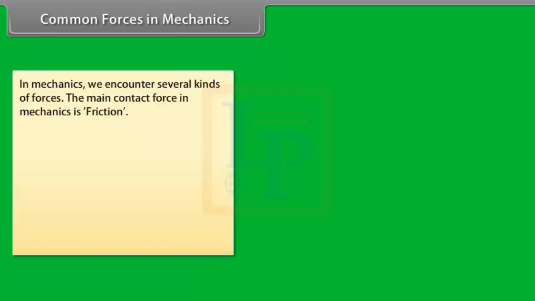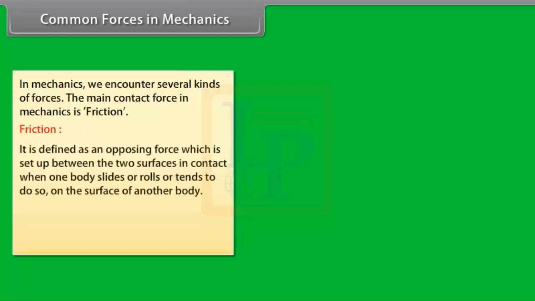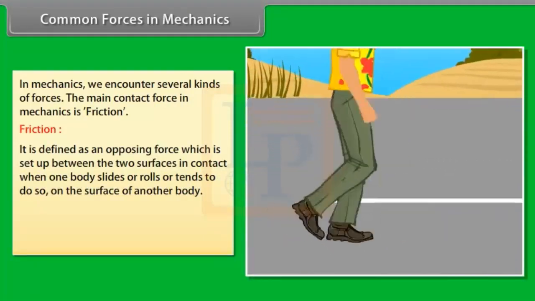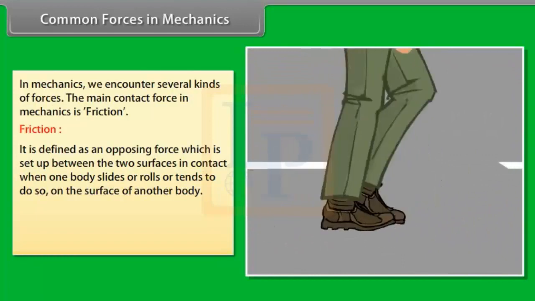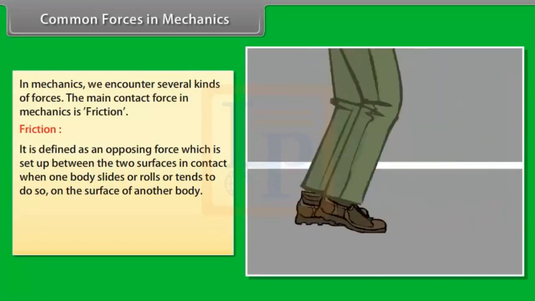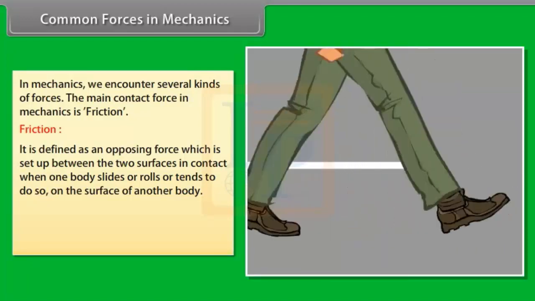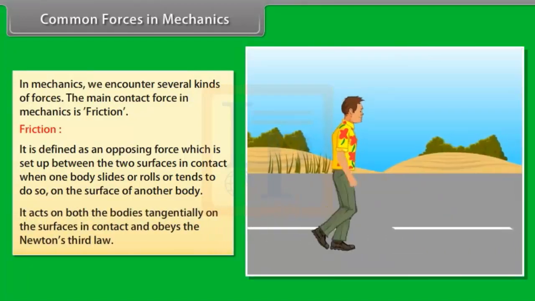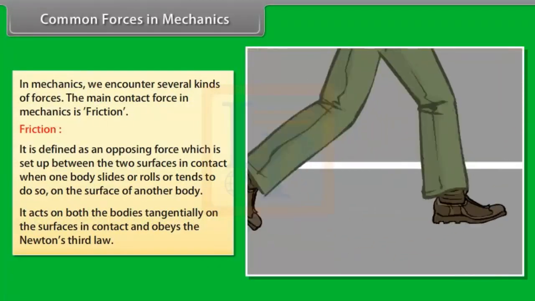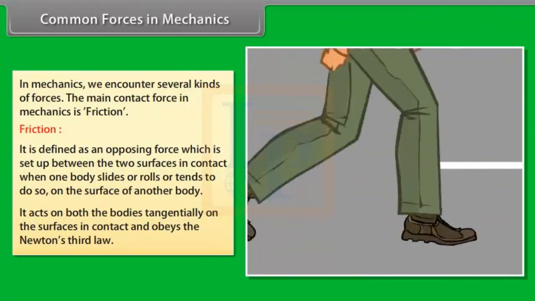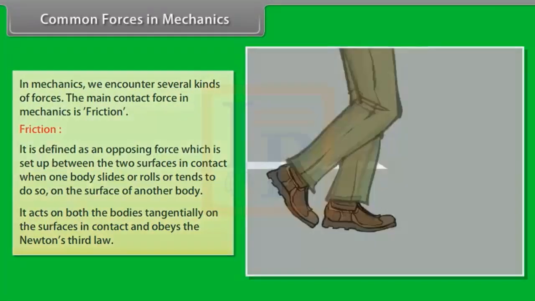Common forces in mechanics. In mechanics, we encounter several kinds of forces. The main contact force in mechanics is friction. Friction is defined as an opposing force which is set up between two surfaces in contact when one body slides or rolls or tends to do so on the surface of another body. It acts on both the bodies tangentially on the surfaces in contact and obeys Newton's third law.